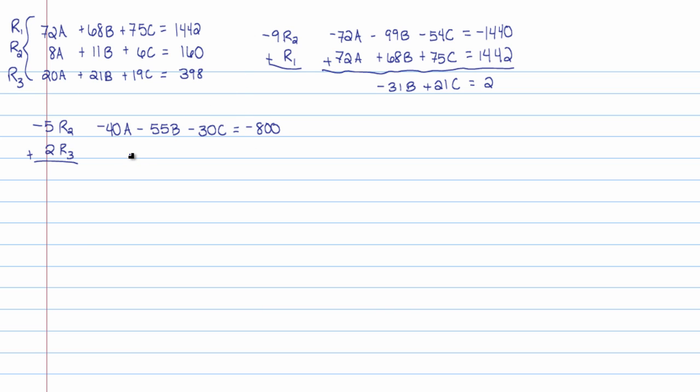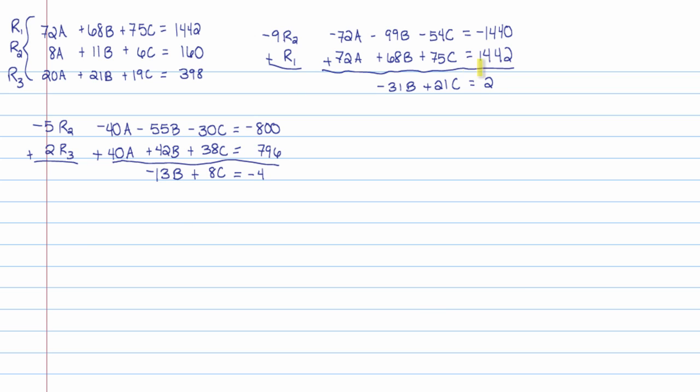And then twice row 3 is just going to be 40a plus 42b plus 38c equals, that's nearly 800 minus 4 is 796. Okay. And we'll go ahead and add these up. You'll see the a's cancel. Again, by design. The b coefficient will be negative 13, I think. Let me just double check my math there. Yeah, it's negative 13. And this will be a positive 8c, and this will be, let's see, a negative 4.